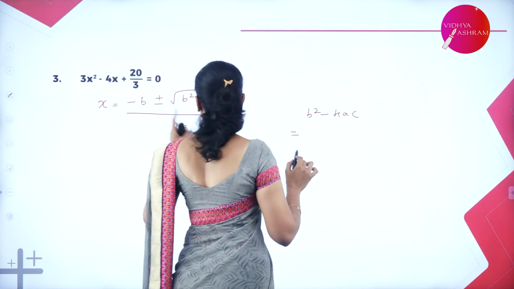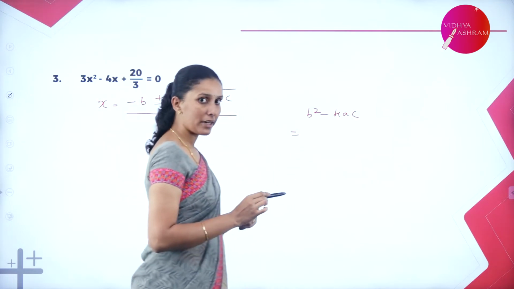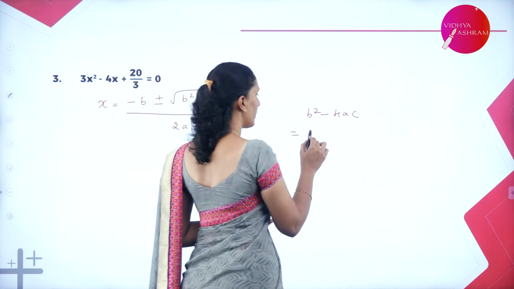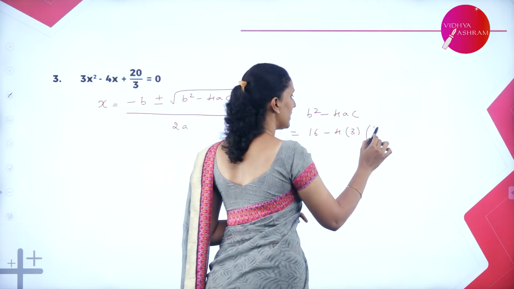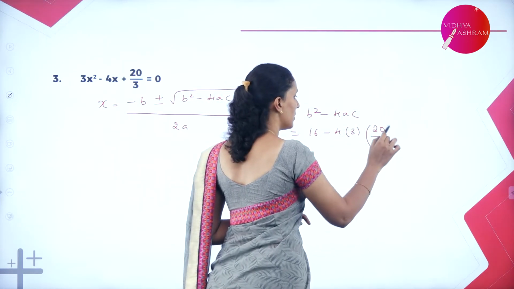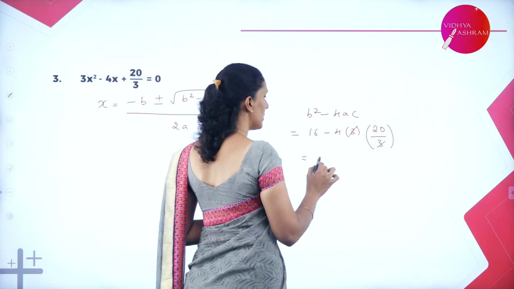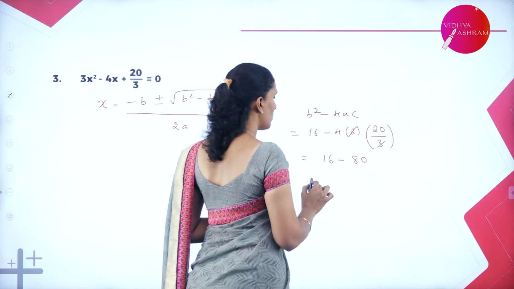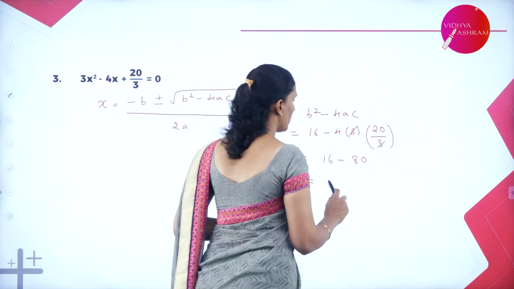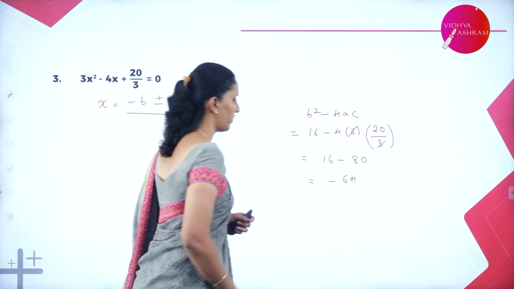So we have b as 4, that is minus 4. Minus 4 whole square is 16. Minus 4, a is 3. C is 20 by 3. So we can cancel 3, 16 minus 80. So whose value is, so minus 64.